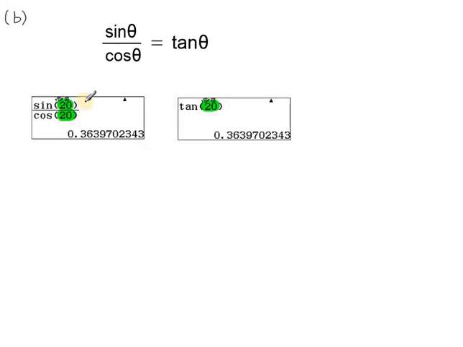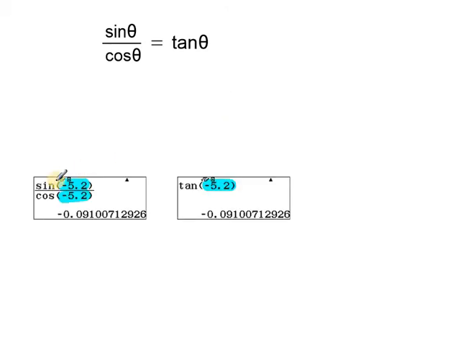A quick test on the calculator: sine 20 over cos 20 gives this value, tan 20 gives the same value, so sine over cos is equal to tan. Sine over cos again with the angle as minus 5.2 degrees this time gives this value. Tan for the same angle gives the same value as here, so again sine over cos equals tan.